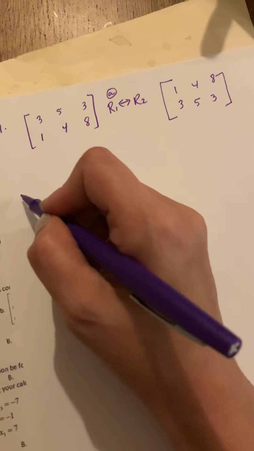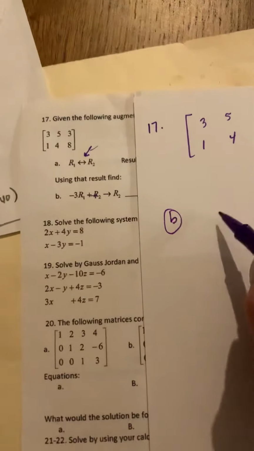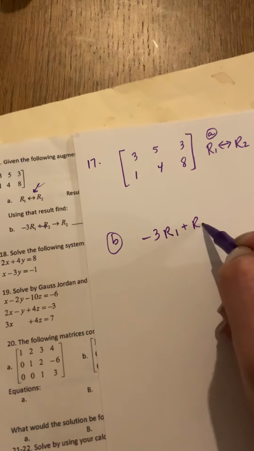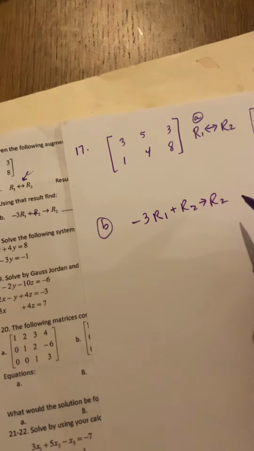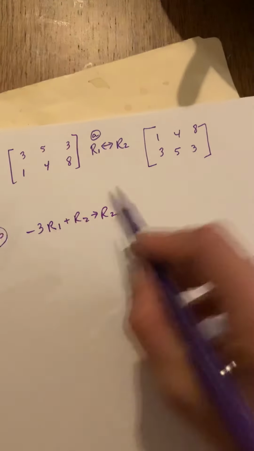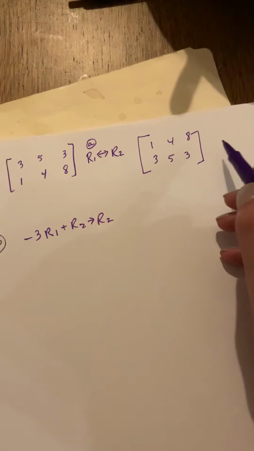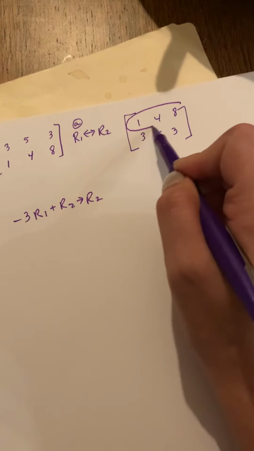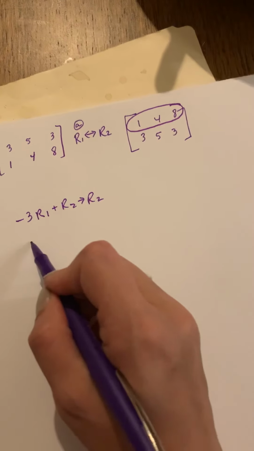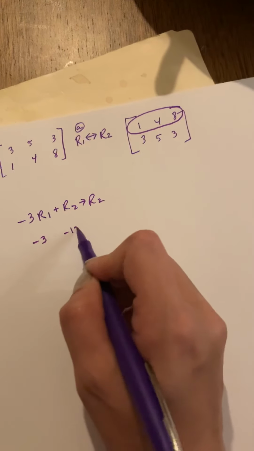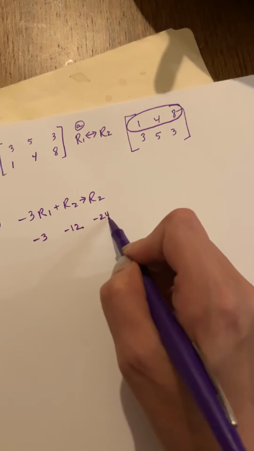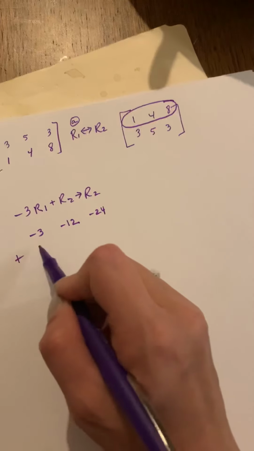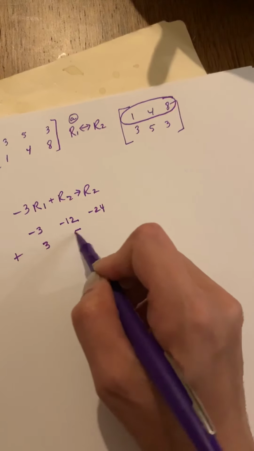Now the next command, part B on the review, wants you to do -3 times row 1 plus row 2 will become the new row 2. So I did like how we saw, going off to the side and doing the math here. That would be -3 times your whole top row. That's this guy, so that would give me -3, -12, -24, and row 2, because we're going to add it to row 2, would be 3, 5, and 3.